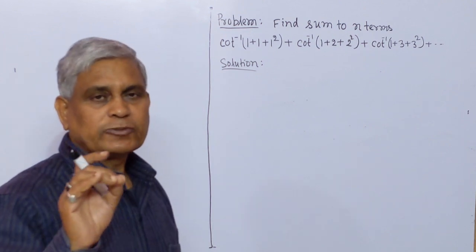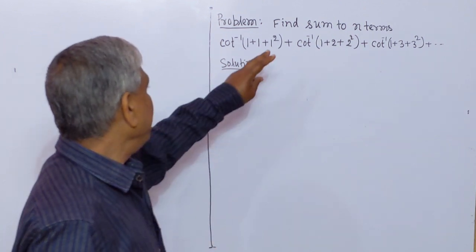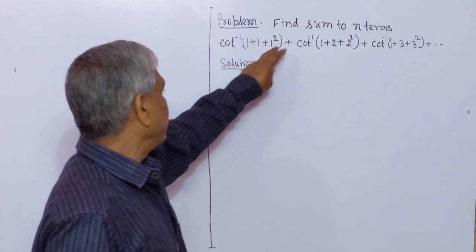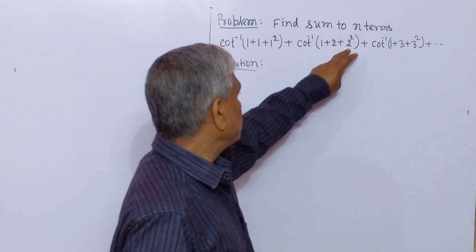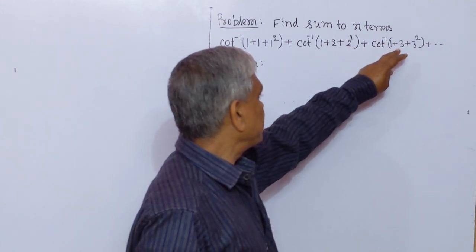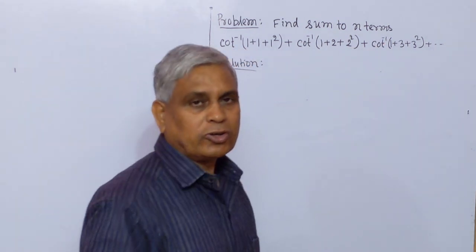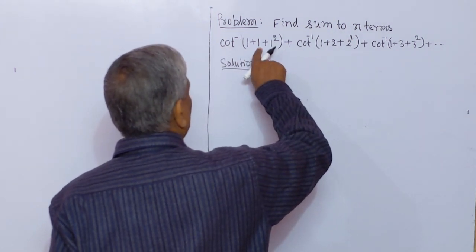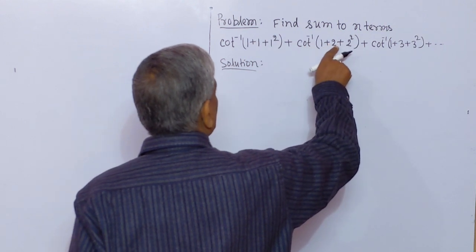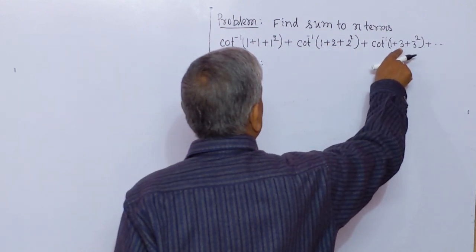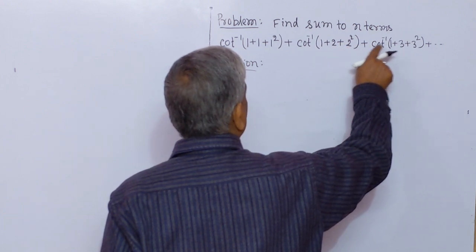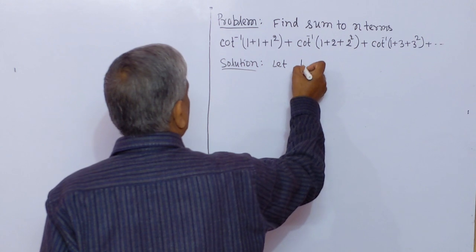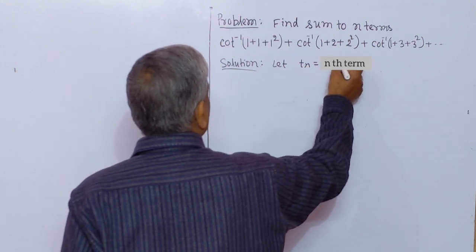Now we solve the next problem. Next problem is find sum to n terms cot inverse 1 plus 1 plus 1 square plus cot inverse 1 plus 2 square plus cot inverse 1 plus 3 square plus dot dot dot. Here we see that in the first term 1, in the second term 2, in the third term 3, and here 2, then 2 square, here 3, then 3 square. Let Tn equal to nth term.